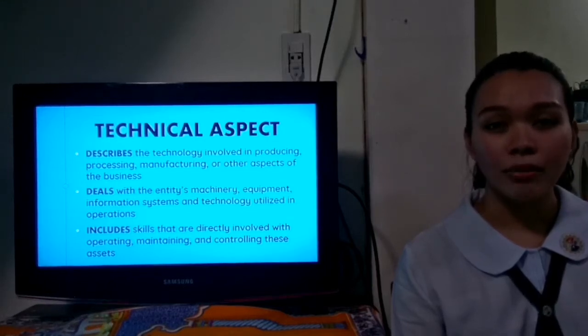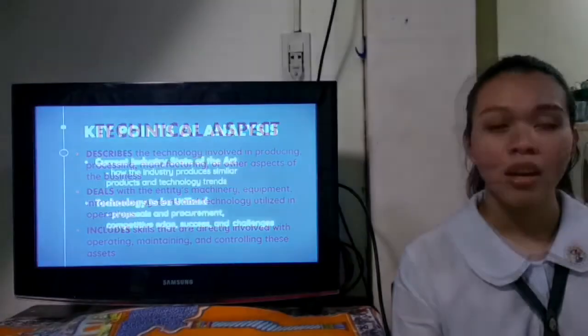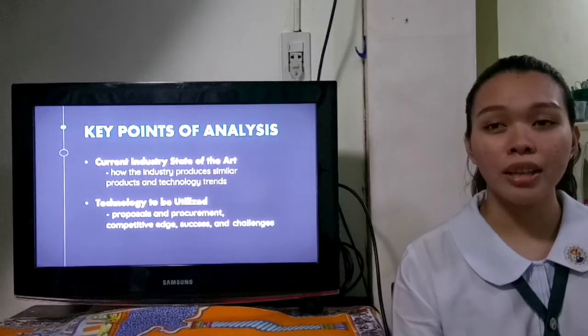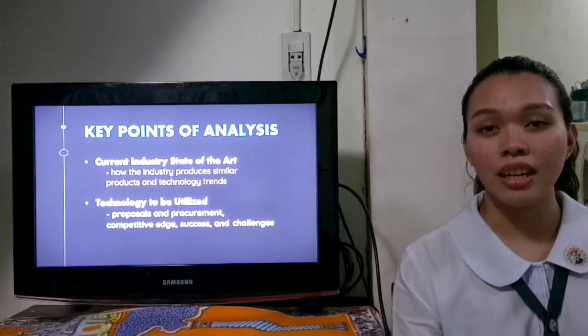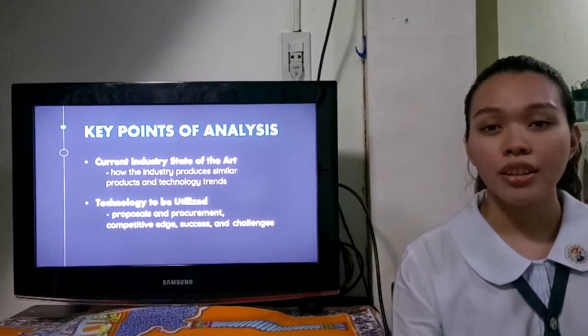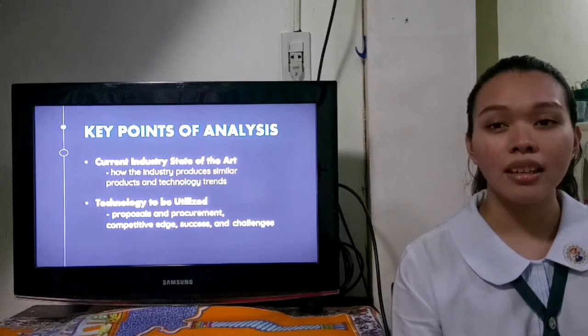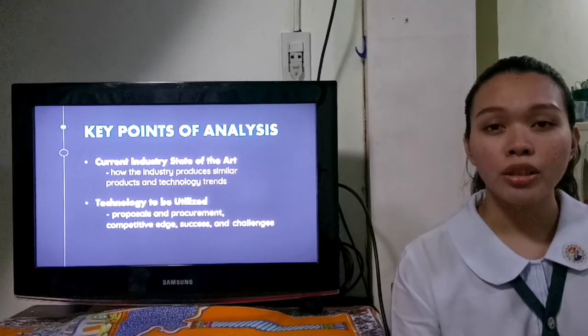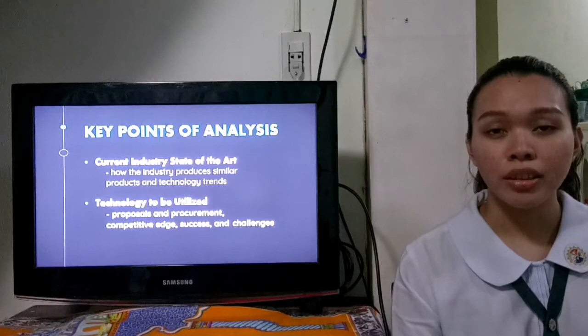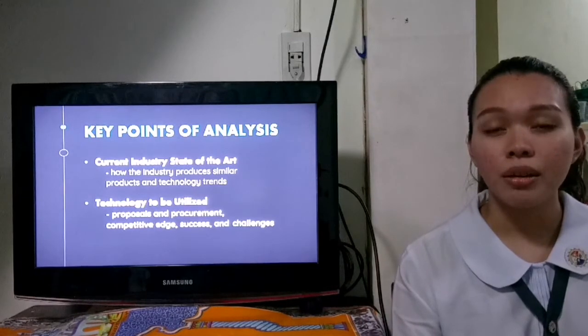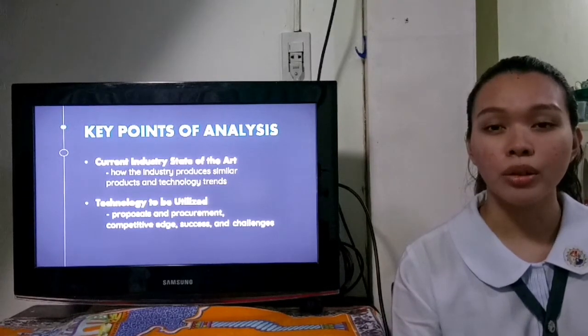The technical aspect also includes the skills that are directly involved with operating, maintaining, and controlling these assets. Hofstrand offered four key points of the analysis of the technical aspect. The first is the current industry state of the art, which indicates the standard technology used by the industry competitors in producing similar products and or services.